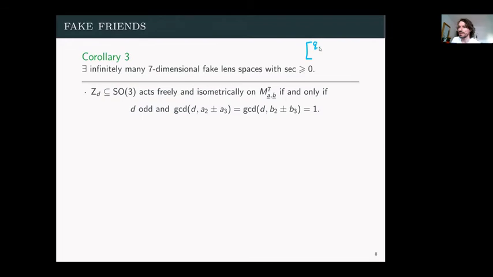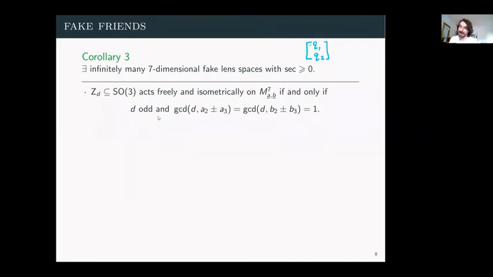So let me move on and talk a little bit about the fake lens spaces. So it turns out that we get a free finite cyclic group action on these manifolds as a subgroup of the SO3 action. So remember, we had this foliation of our manifold by biquotients. So if I write down after quotienting, so these coset coordinates, if you like, remember the SO3 was acting on the left of the first coordinate. So if you take a finite cyclic group inside this SO3, it acts freely and isometrically if and only if these two GCD conditions are satisfied.